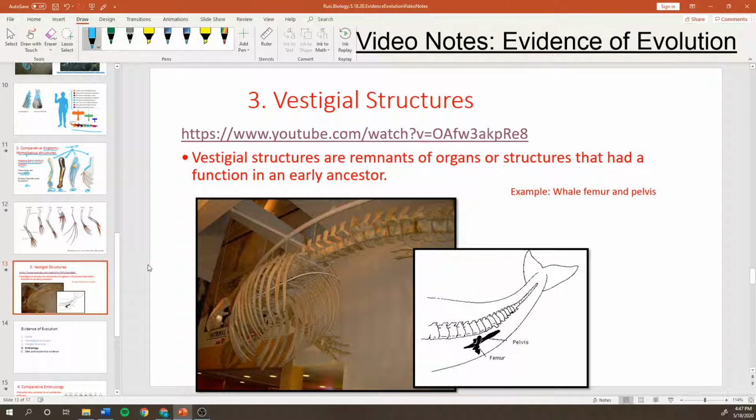So a really cool example is the femur and the pelvis that you can find in whales, right? So you can see that in the skeleton right here. They don't use them anymore, okay?